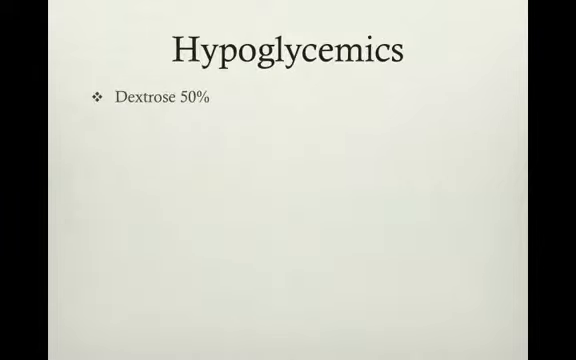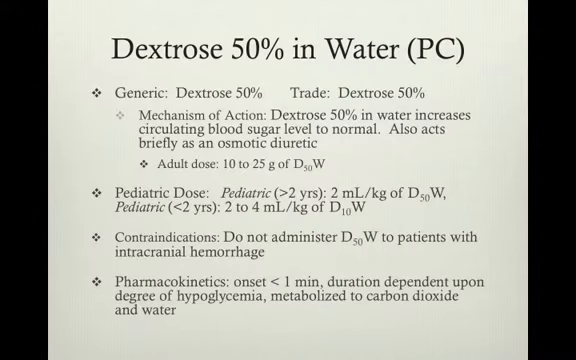Hypoglycemics, and you can have altered mental status from low sugar levels. Dextrose 50% comes to mind. Generic on this is Dextrose 50%, and the trade is the same, Dextrose 50%. Mechanism of action: this is already in its appropriate form. Dextrose 50% in water increases circulating blood sugar levels to normal. That's because half of the solution in here is dextrose or sugar, C6H12O6.